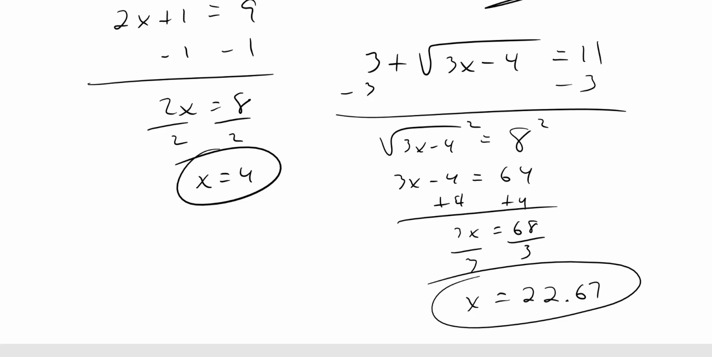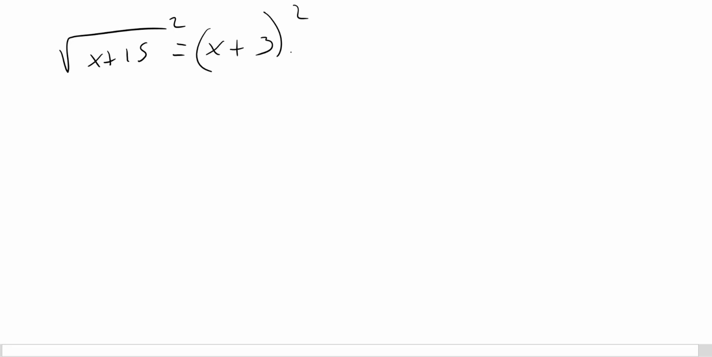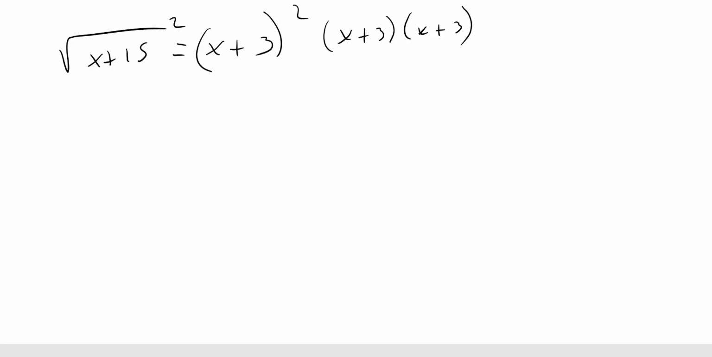If I give you a problem like this, the square root of x plus 15 is equal to x plus 3. All right, so what I'm going to do is I'm going to square both sides because I want to get rid of that square root. Now please, when you're squaring x plus 3, please, please, please don't write x squared plus 9. It's a horrible mistake. Okay, you got to write it out twice, x plus 3, and then you got to FOIL it.